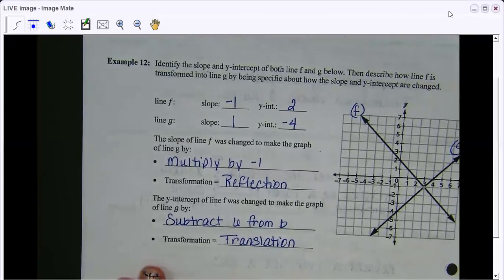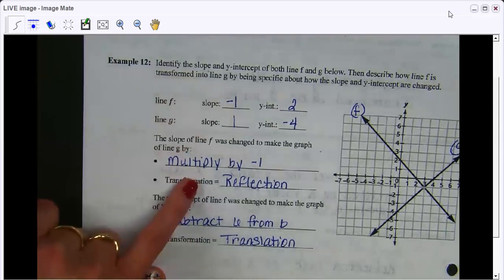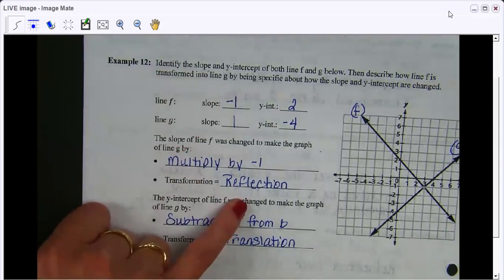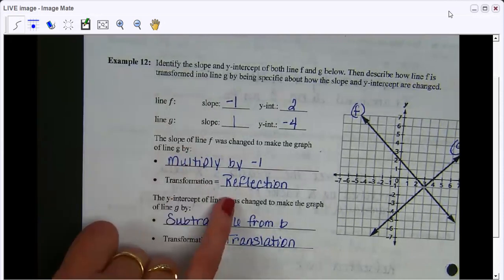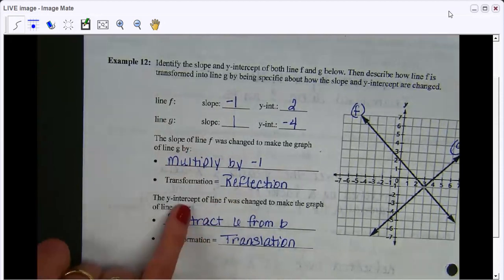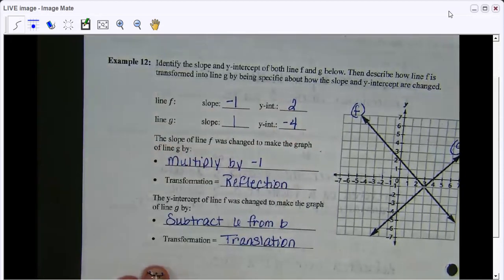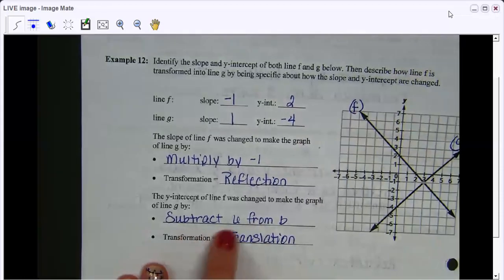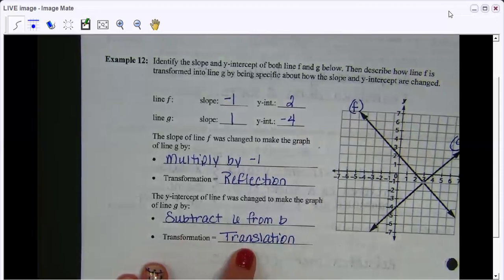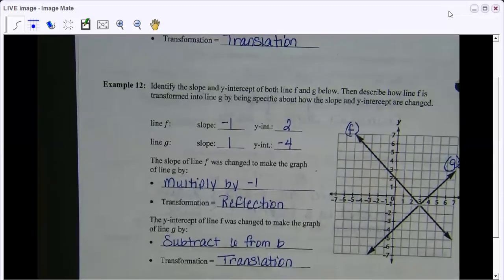Okay, so go ahead and check your rules and your transformations. You'll notice from F to G, we multiplied by -1, so that is a reflection. And this would be across the y-axis. It could be across the x if we went from a positive to a negative here, but we're just gonna go across the y for right now. And then on the y-intercept, we went from 2 to a -4, so we subtracted 6 from b, and that is a translation, 6 units down. Okay, so that concludes lesson 3-7, part 2 notes.